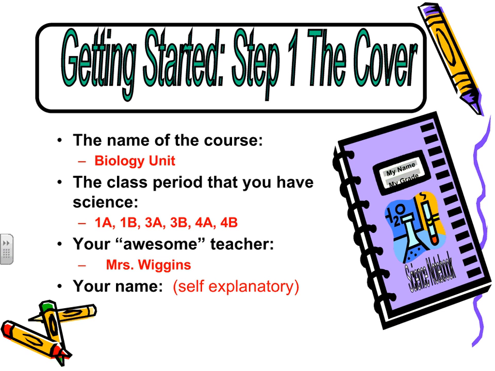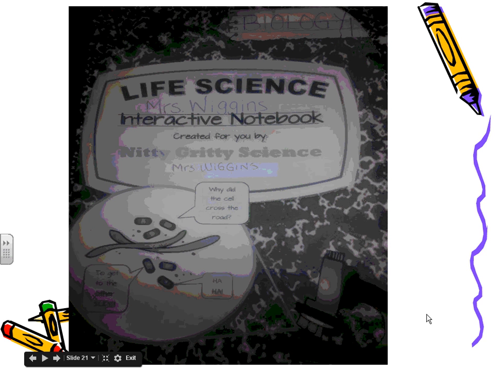The name of the course should be on your cover. It should also include your block that you have science. It should include me, your awesome teacher, Mrs. Wiggins, and obviously your name. But you're going to take a blank sheet of paper and you're going to design it so that you can make something that looks creative and looks cool and is you. It says you all over it, besides having your name. Here's my notebook.